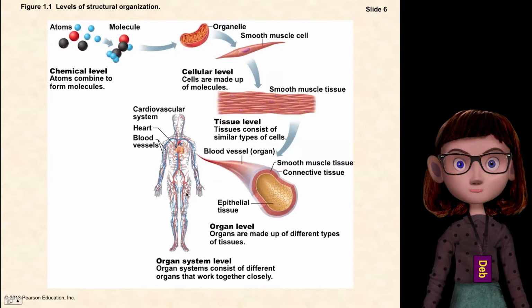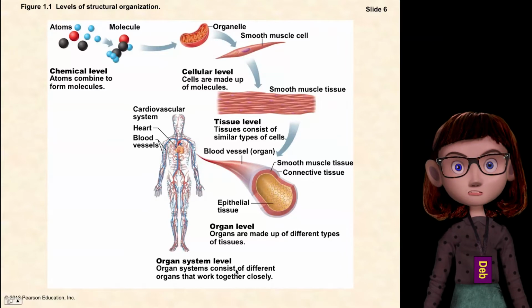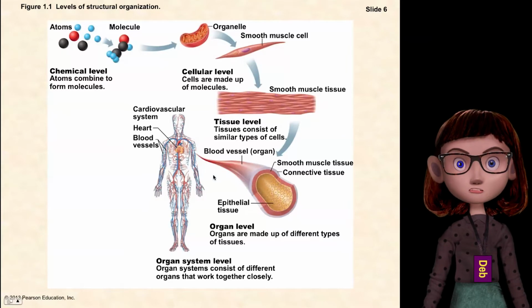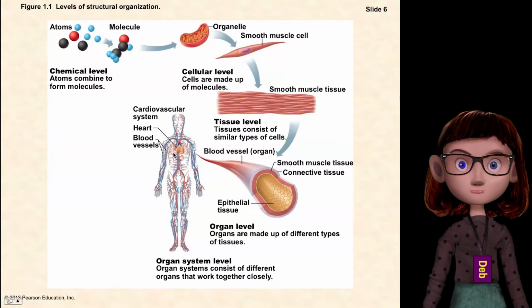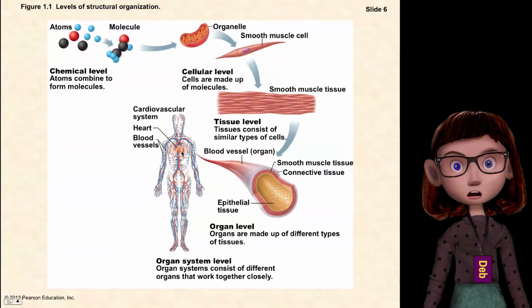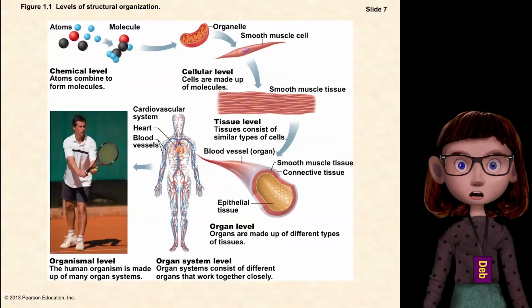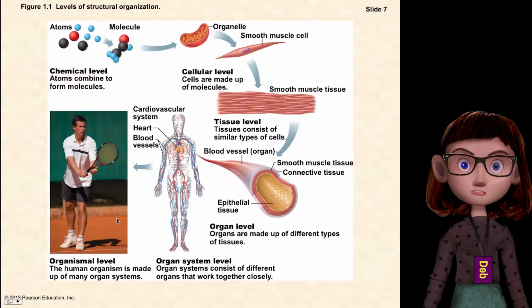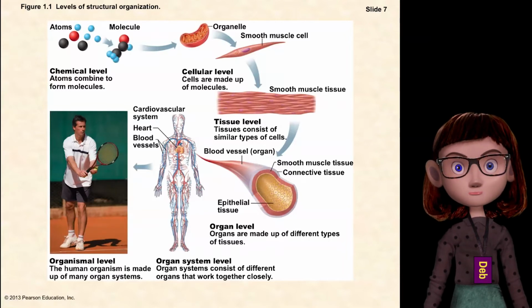These organs are organized into organ systems. Organ systems consist of different organs that are working closely together. And you can see the blood vessel here is part of the cardiovascular system, which also includes the heart, for example. And there are veins and arteries, etc. Finally, your organ systems are going to work together to form the human organism. We call this the organismal level, and there are many organ systems that make up the human body, and they all work together to ensure your survival and health.